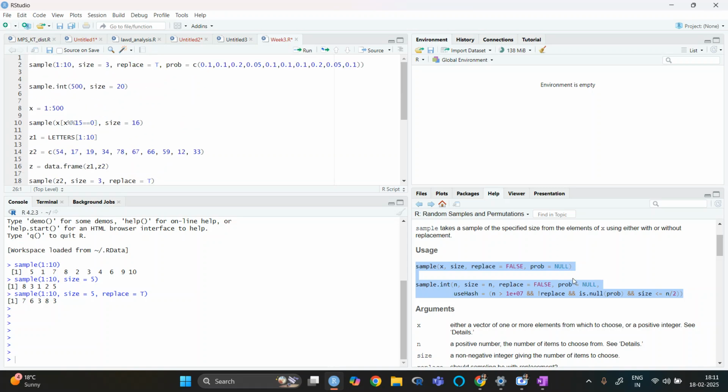Another thing is that prob is equal to NULL, which means we are not giving probabilities.